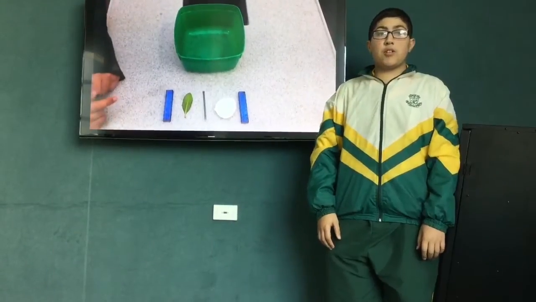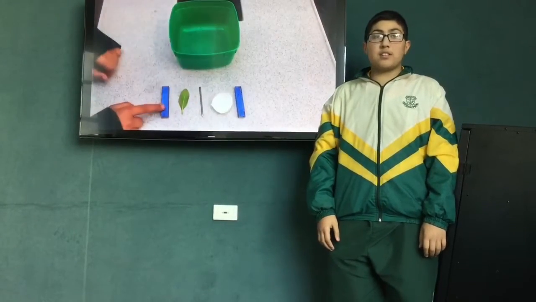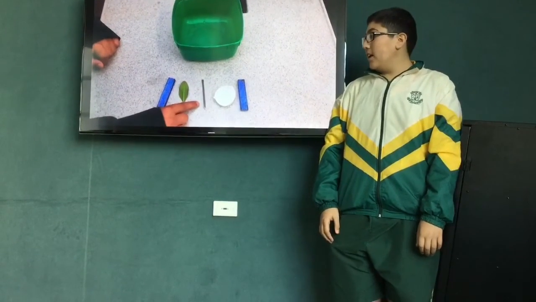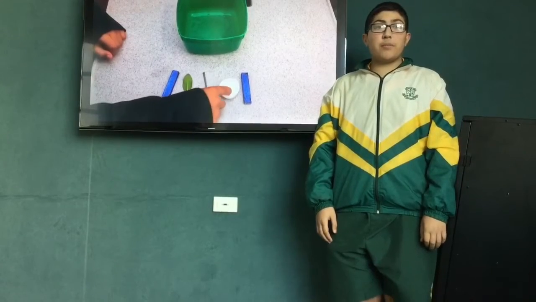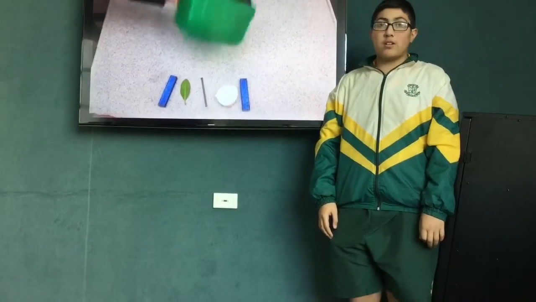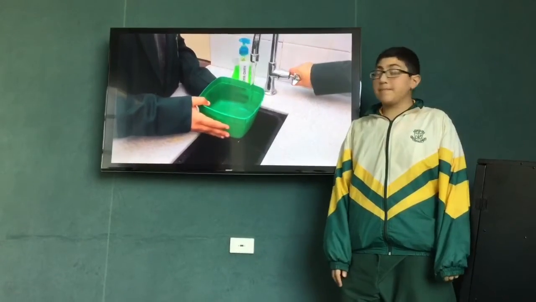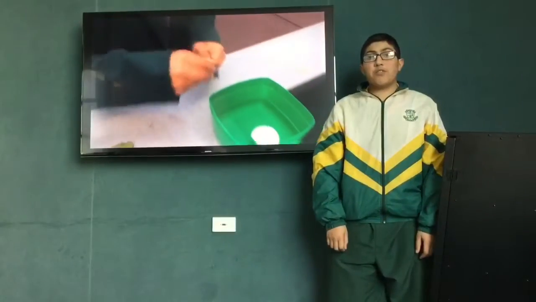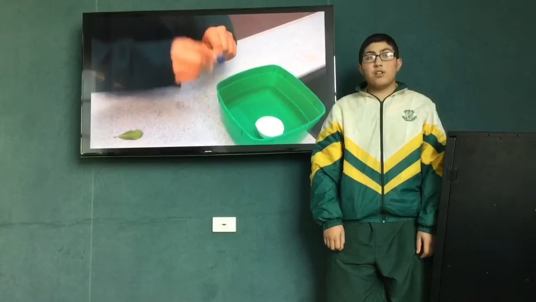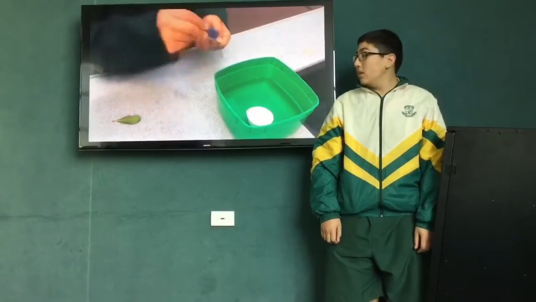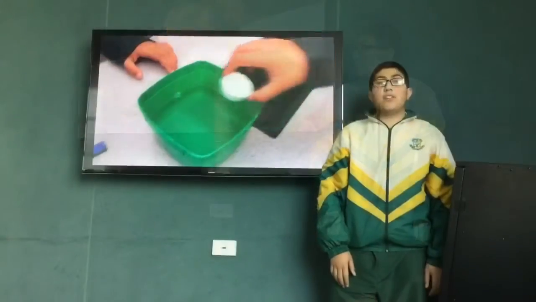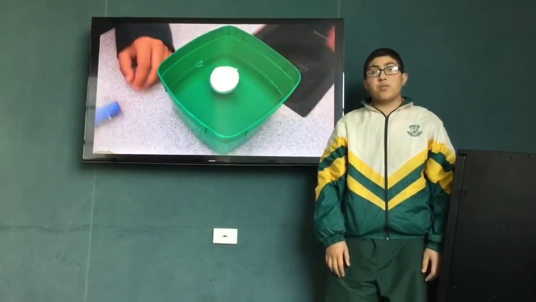For this experiment, you are going to need 2 magnets, a leaf, a pin, a nail, the end of a foam cup, and a tub filled with water. Now you have to fill the tub up with water. Now get one of your magnets and rub it against the nail to put magnetic force onto the nail. Now you will place the end of the foam cup onto the water.